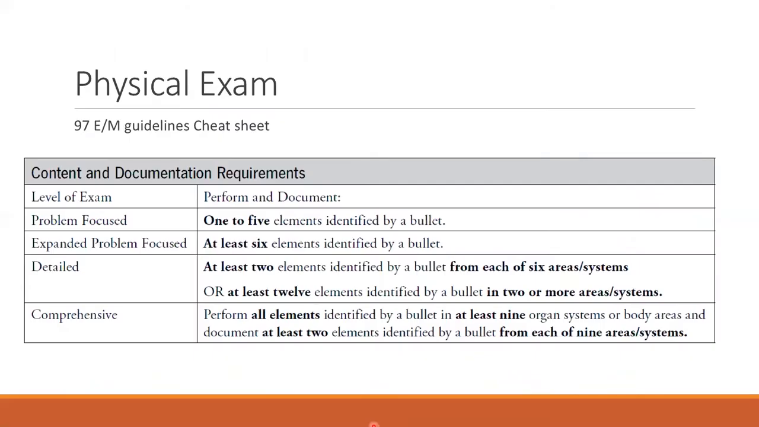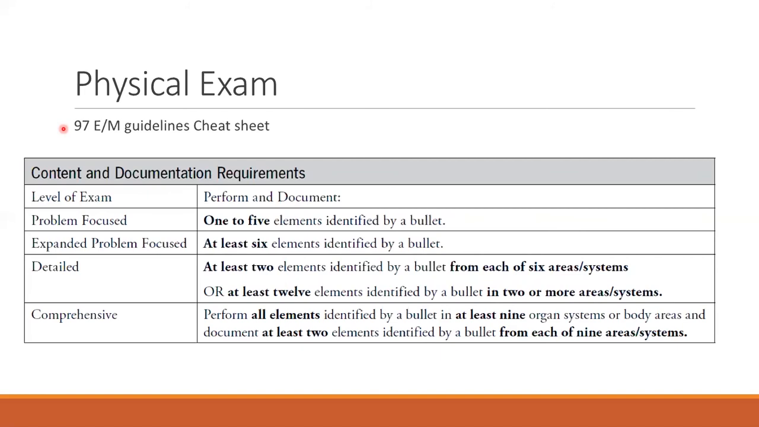So jumping into physical exam, and we're just going to give you the caveat here. We're going to use the 97 evaluation and management guidelines for physical exam. It's a lot more straightforward. And you are permitted to pick and choose from the 97 and the 95 guidelines when doing the documentation, specifically with the physical exam as well.